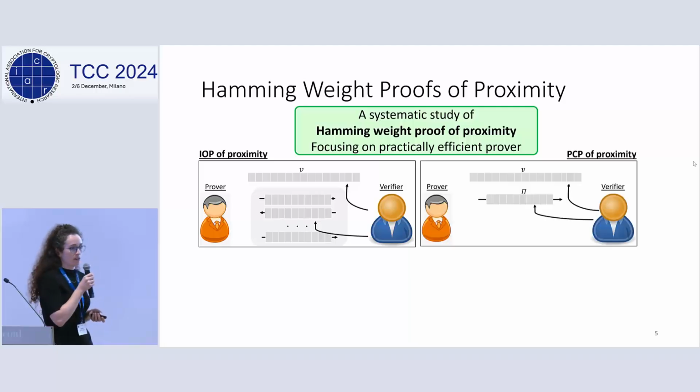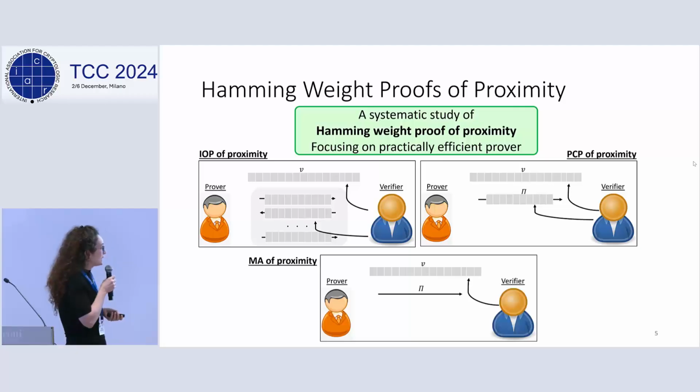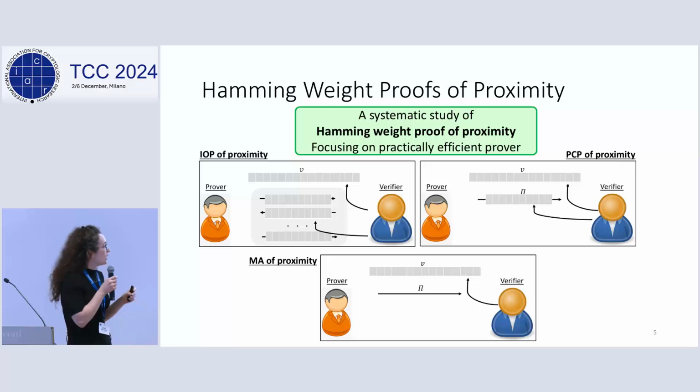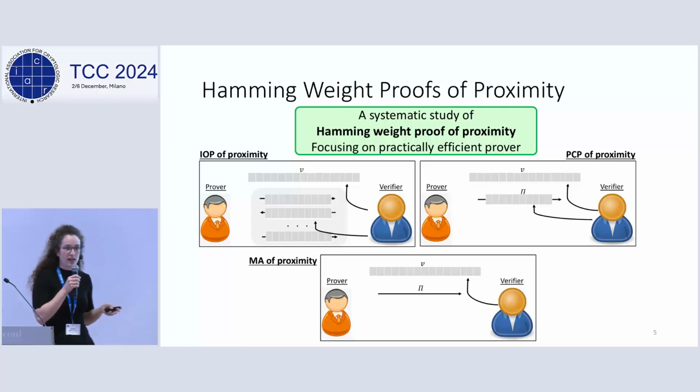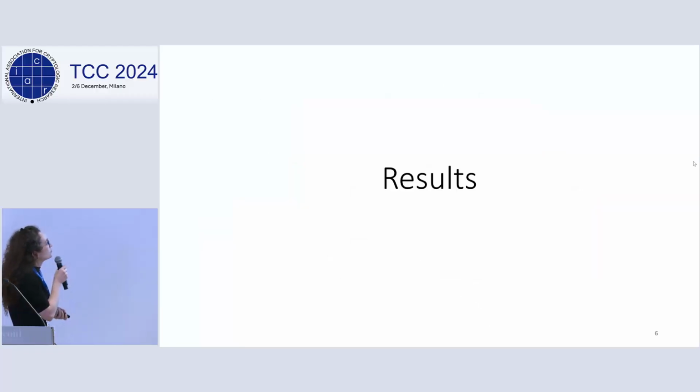In the PCP model, there is no interaction. The prover just sends a proof. And again, the verifier, using its own randomness, decides which bits to read from the proof, and it reads only a small number of bits. And for the MA protocol, the prover sends a message to the verifier, who reads the entire message and decides whether to accept or reject. So in each one of the models, we provide an upper bound and a lower bound, and let's see our results.